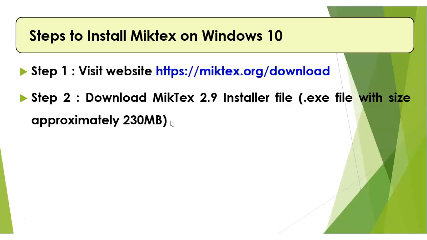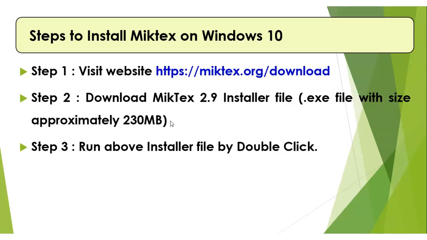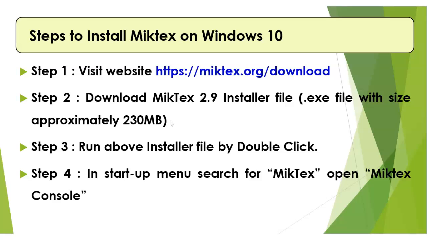From this website, you need to download MikTex 2.9 installer file. This is a .exe file with size approximately 230 MB. Step 3 is run above installer file by double click, and at the end, after the completion of installation, step number 4 is in startup menu search for MikTex and open MikTex console. So let's go ahead and do this installation.